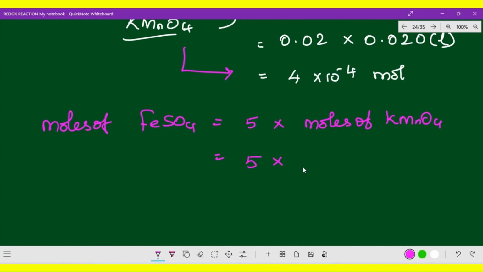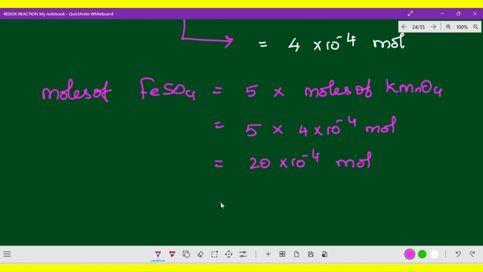Okay, 0.00, like that also we can say. Directly we can go for that point. 4 into 10 to the power of minus 4 mole, right? So you will get how much? 20 into 10 to the power of minus 4 mole. We can write this way also: 2 into 10 to the power of minus 3 mole, right? See this point. Right, now next one.